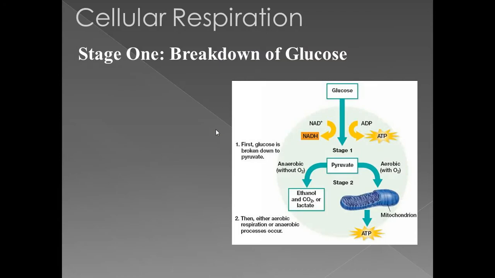So here's step 1 in picture form. Glucose up here enters the cell, and before it gets to the mitochondrion, it breaks down into 2 parts. Those 2 parts are each called pyruvate. Pyruvate then has 2 choices, depending on what is present in the cell. If there is no oxygen present, it goes into anaerobic respiration. If there is oxygen present, the pyruvate goes into the mitochondrion and goes through aerobic respiration.